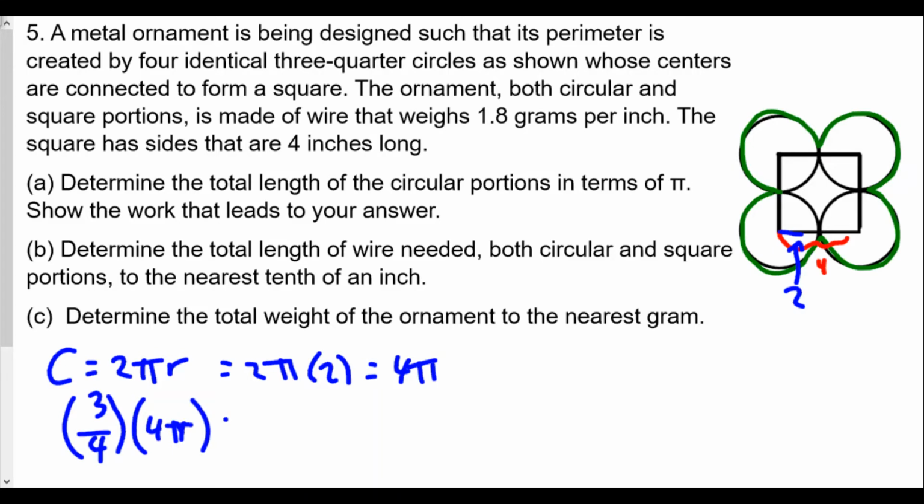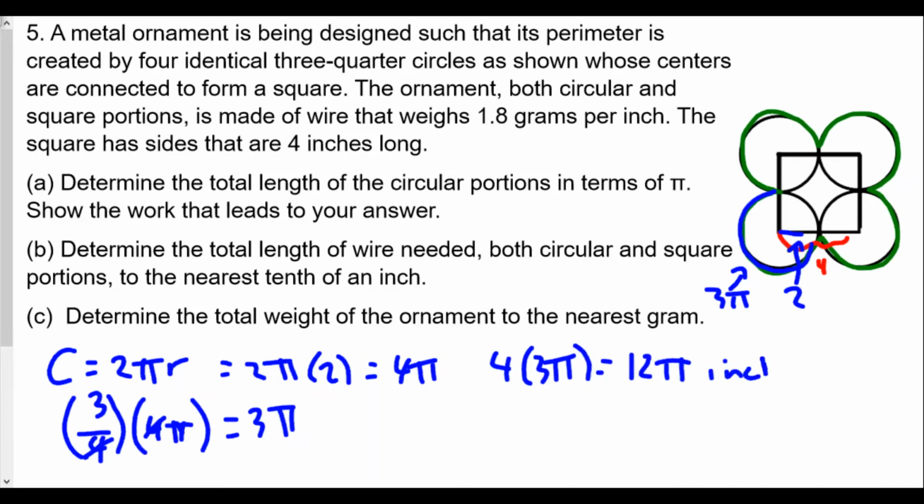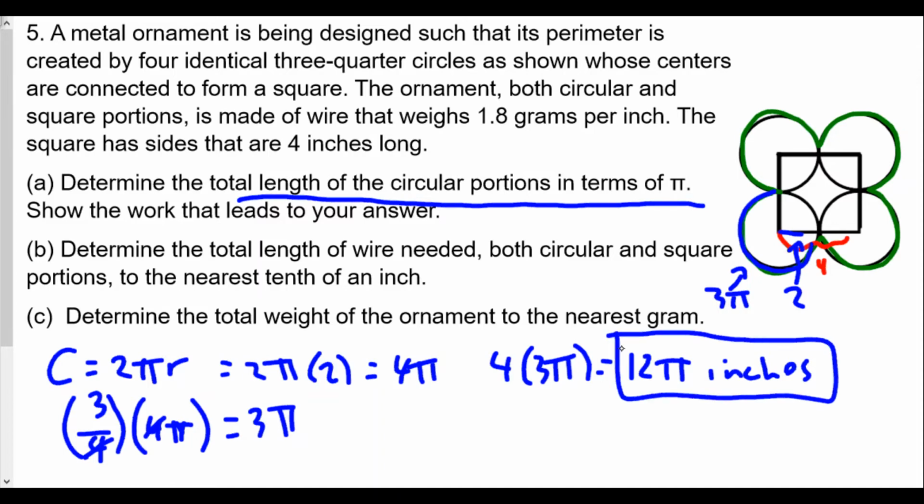And if we multiply that out, the 4's divide out, so we're left with 3 pi. So this portion would be 3 pi, but that's only one part. So technically, the circular portions would be 4 of them. So we take 4 times 3 pi, and we get 12 pi inches. Now, it says here in terms of pi, so it says total length of the circular portions in terms of pi. This is going to be part A, 12 pi inches.